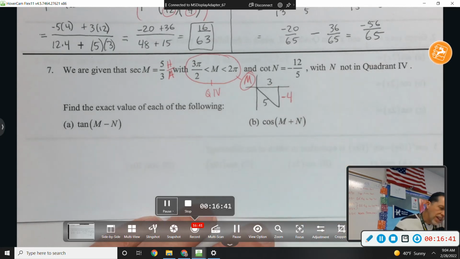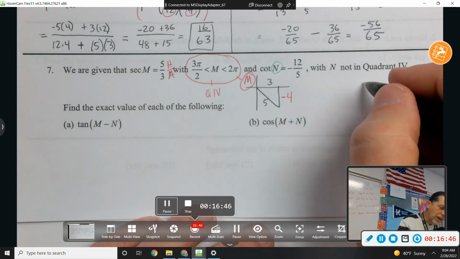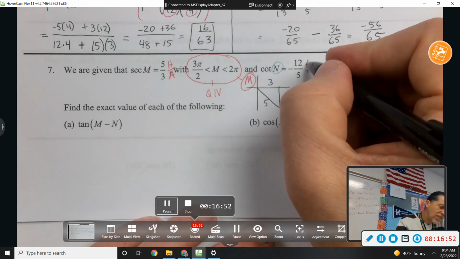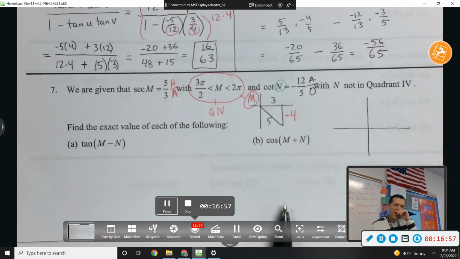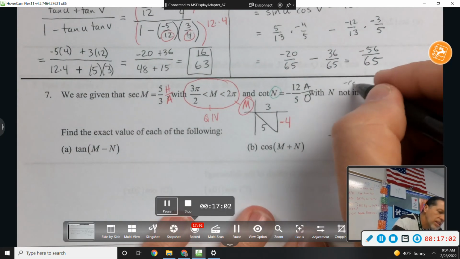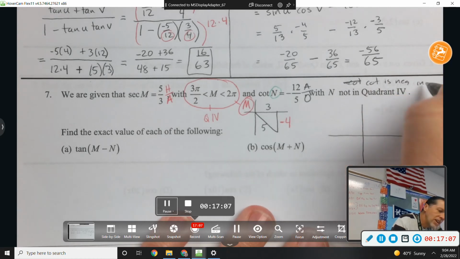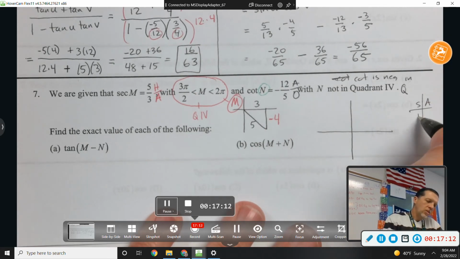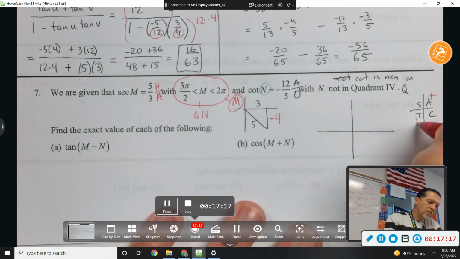And then for n, not in quadrant 4. Okay, well I guess that's helpful. Cotangent is negative. That's adjacent over opposite, but I need to know what quadrant to put it in. Who has a negative cotangent? Cotangent is negative in quadrant. All students take calculus. So tangent is positive in first and third.